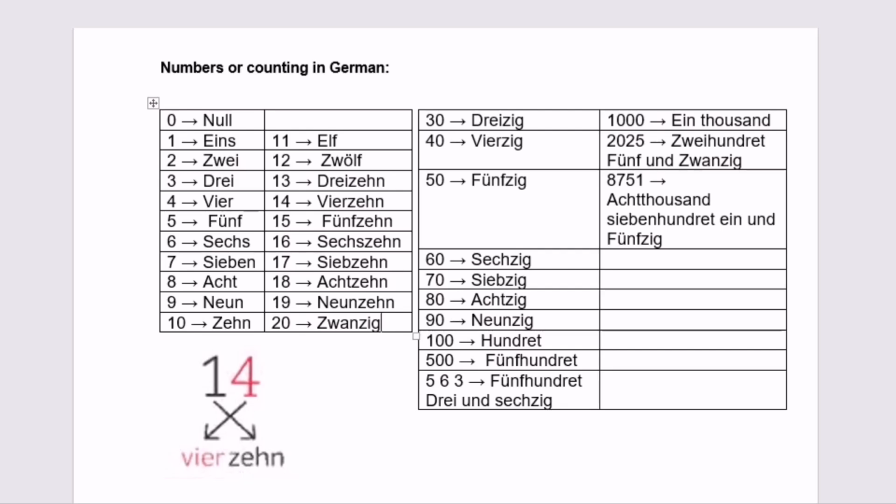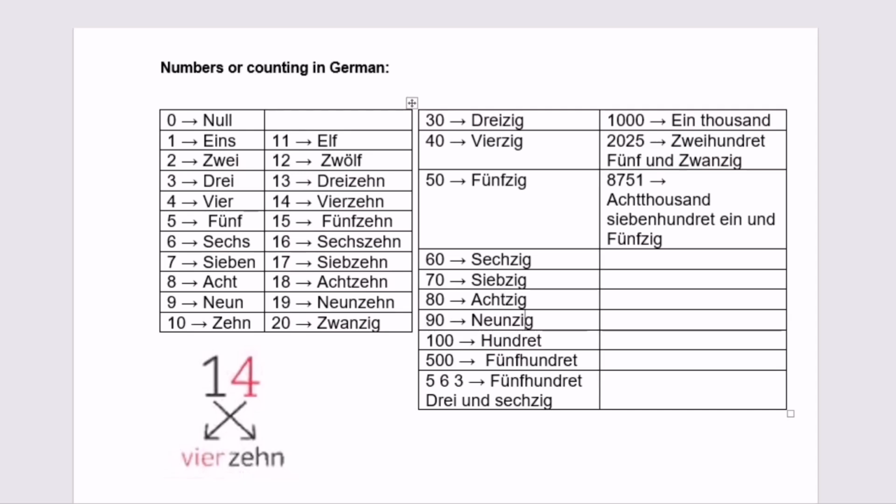Okay, then let's come to 30, 40. After 20 we are going to just add this ZIG. So here 30. We are just going to add ZIG and then it will be 30. So 30, 40, 50, 60, 70, 80, 90, and then 100. Okay, so now let's talk about 500. Here 5 plus 100, 500.